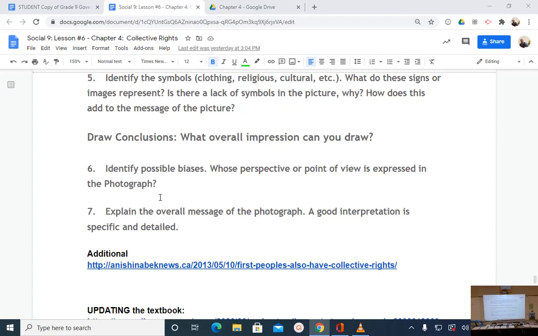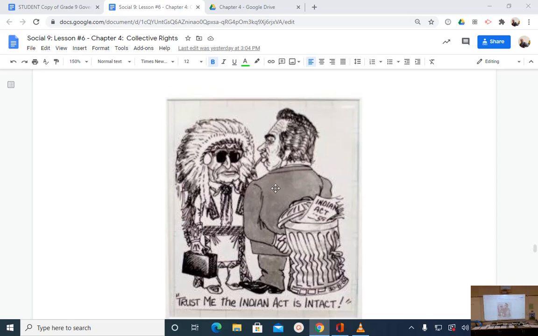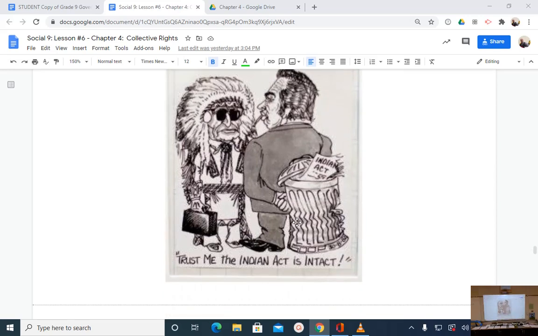Identify possible bias or viewpoint. Well, the viewpoint here is clearly anti-government, because they're associating the government with, what are they doing? They're committing some kind of fraud, the government is. They're lying, right? The government's lying here. So it's biased against the government. They're attributing the government with an agenda to mislead, to deceive, to lie to Canada's Indigenous peoples.